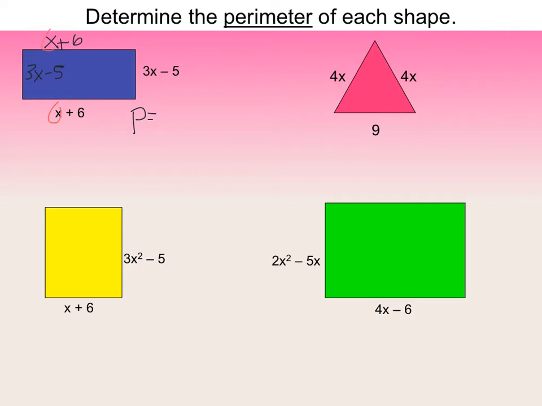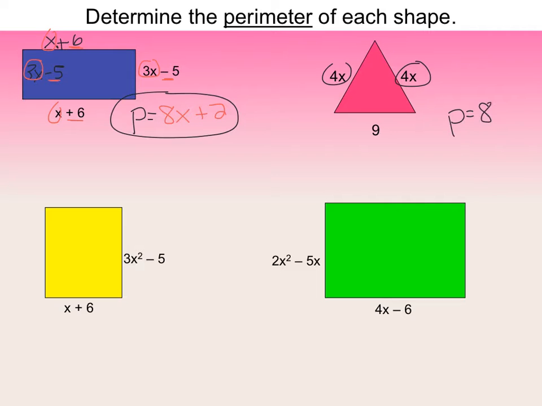So we've got x plus another x plus 3x, which is going to give you an 8x. And then we've got that 6 plus 6, which is 12, minus 5, which is really like 12 minus 10, and that's going to be 2. So your final perimeter here would be 8x plus 2. Your triangle is actually a pretty easy one because you don't have to fill anything else in. It's just 4x plus 4x, which is 8x, plus the 9 that's there by itself, and that would be your perimeter. Go ahead and try the last two. So again, don't forget to do all four sides, and then you can press play when you're ready to check.